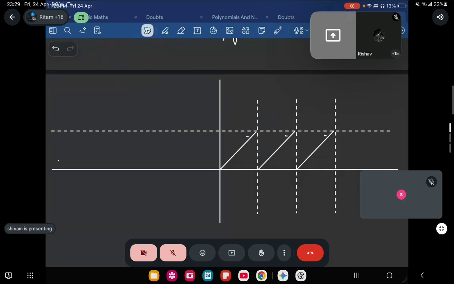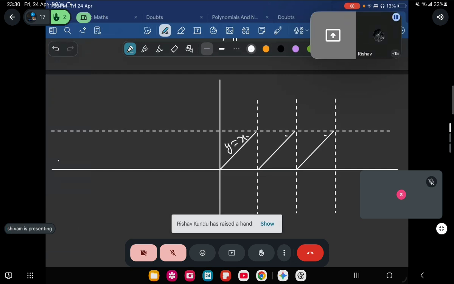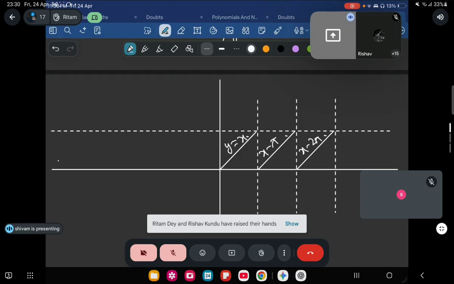Okay. So start telling me the equation of each and every branch. What is the equation of this branch? This one is easy. Y equal to x. What is the equation of the next branch, everyone? Yes, Rishabh, tell me what is the equation of the next branch? So y equals x minus pi. Then x minus 2 pi. Right, and so on and so forth.